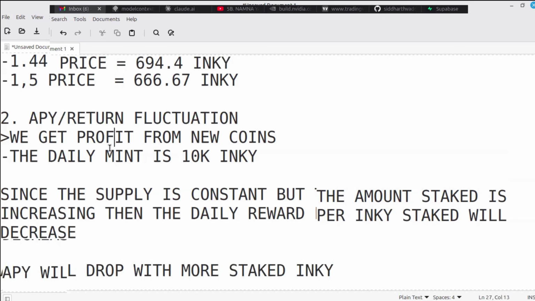The APY fluctuations that we are seeing in this business specifically are because our profits come from a constant supply, and more people are joining the business. More and more people are getting in and trying to harness what other people have been harnessing for almost the third year now. So as more people are coming in, and the supply is constant, the amount of coins that each staked ink gets fluctuates with time. So those are the two dynamics that you're going to face in this business.